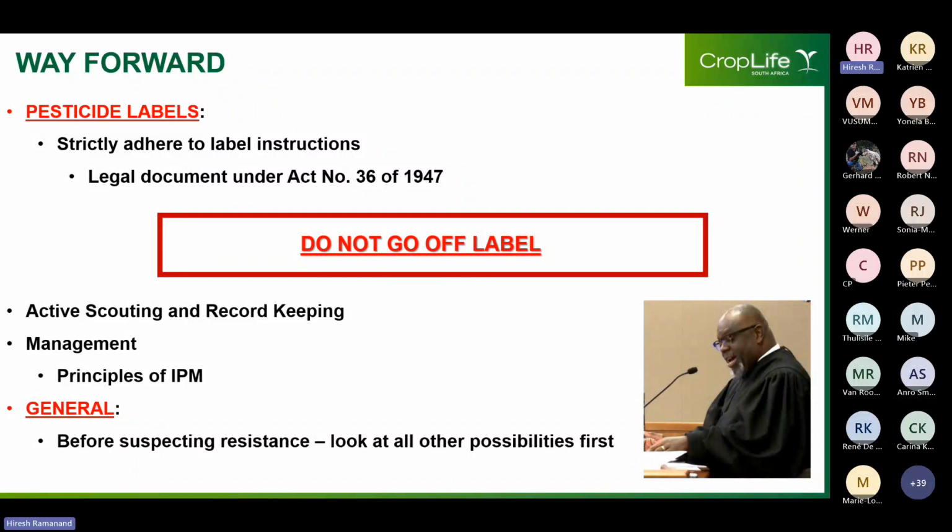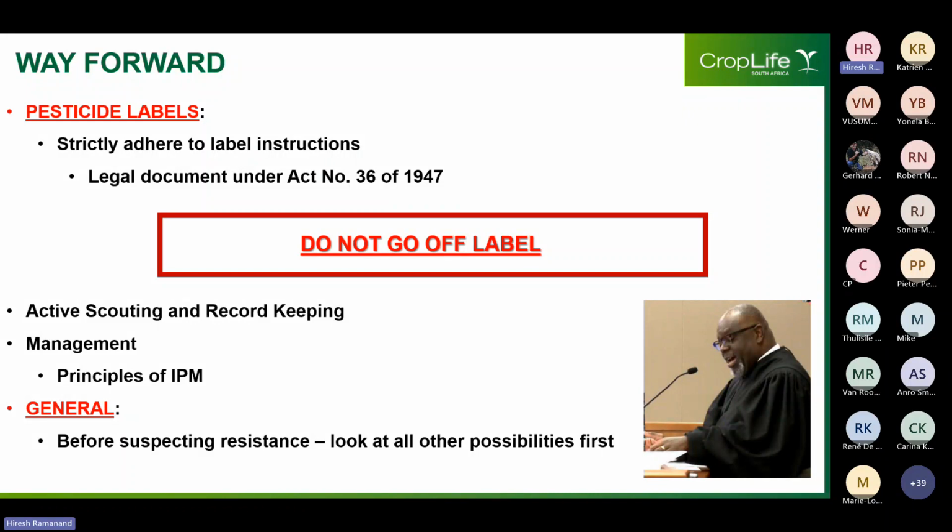Now, other than efficacy concerns, what else compels an end user to strictly follow label instructions, particularly when it comes to dosage and application? The answer is simple. The label of a pesticide product is a legal document covered under the Fertilizers, Farm Feeds, Agricultural Remedies and Stock Remedies Act, Act number 36 of 1947. The message cannot be clearer.